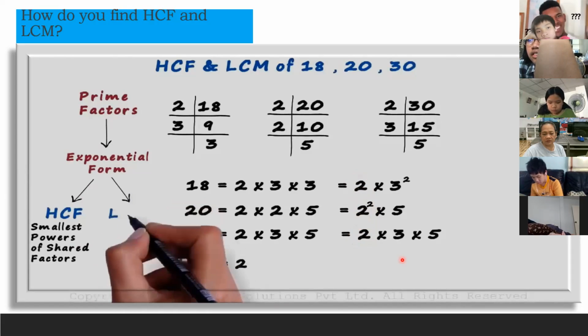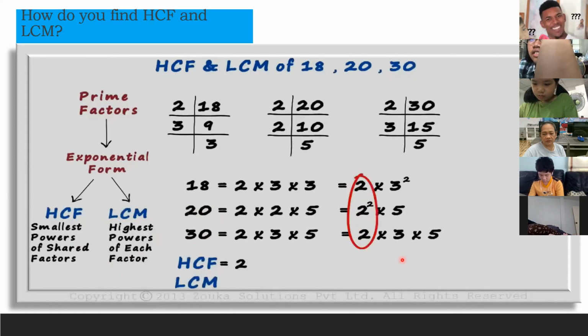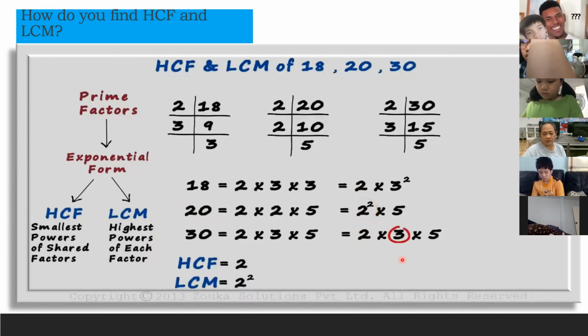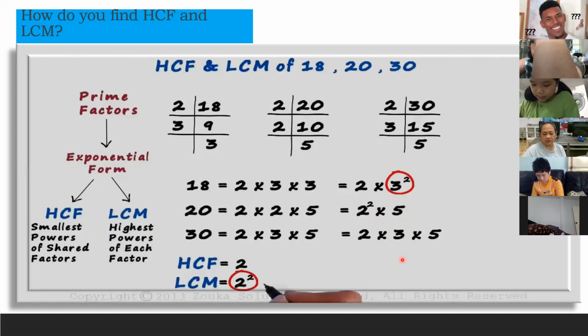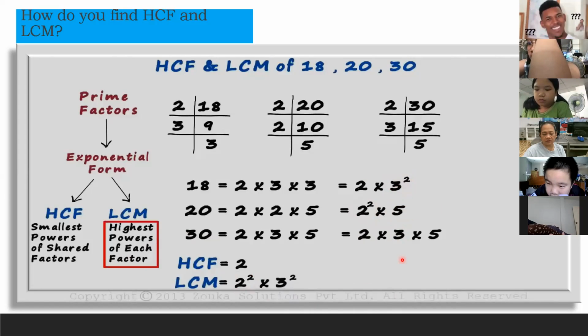To find the LCM, we multiply the highest powers of each factor. For the LCM, the factors do not have to be shared. First, let's look at 2. 2 squared is the highest power amongst these three. So we write 2 squared first. Among 3 and 3 squared, 3 squared is higher. We multiply this with 3 squared. Notice that 3 is not present in here. It doesn't matter. For the LCM, we consider the highest power of each factor, whether it is shared or not.